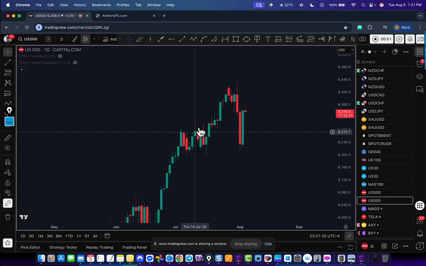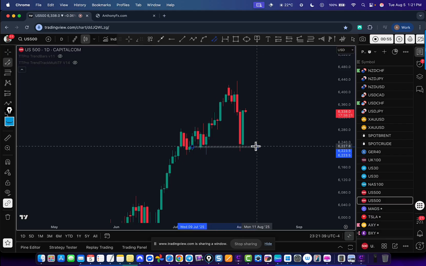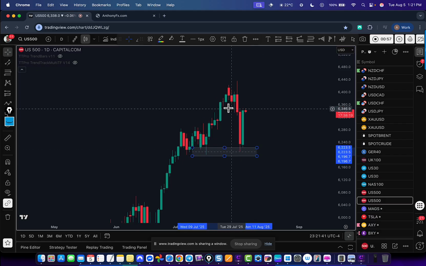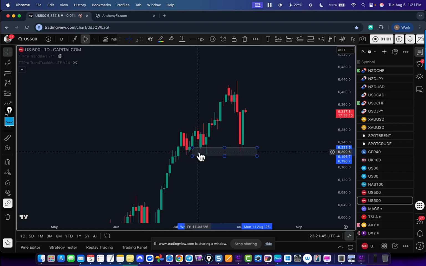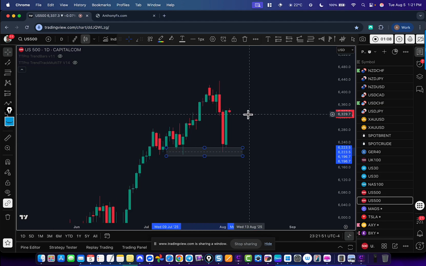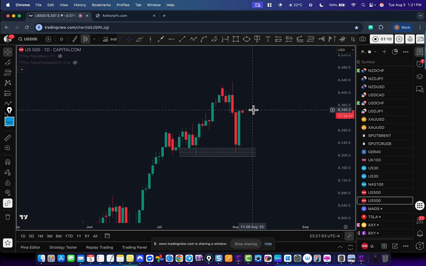Okay, deep pullback. It runs into liquidity under here, and look at the reaction off that. Big money distribution, bang, down it goes, and it hits these orders that are sitting under here, sell stops, etc. Strong reaction. So the question is, where to from here?